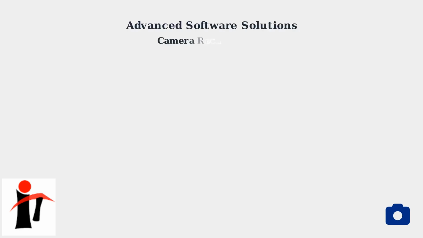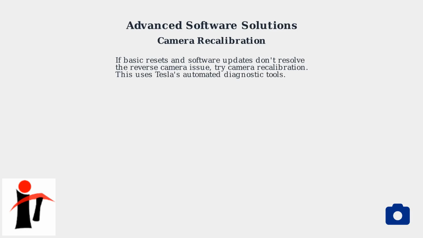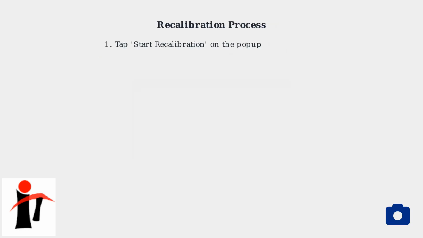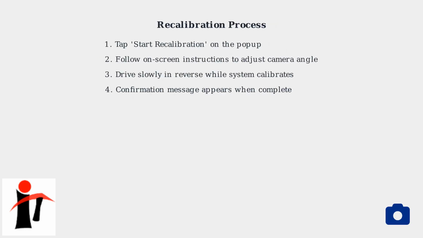If basic resets and software updates don't resolve the reverse camera issue, try camera recalibration. This uses Tesla's automated diagnostic tools from recent over-the-air updates. Recent updates, like V12.5, include automated diagnostics that detect camera errors and show a pop-up on the screen. The tool guides you through recalibration steps. The recalibration process involves tapping Start Recalibration on the pop-up, following on-screen instructions to adjust camera angle, driving slowly in reverse while the system calibrates, and receiving a confirmation message when complete.